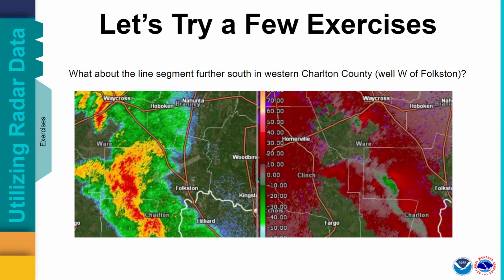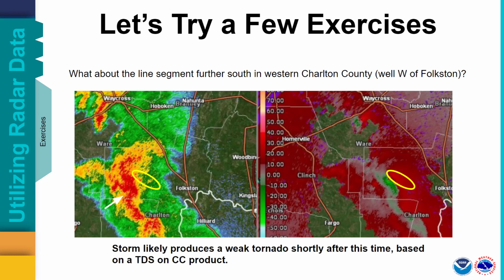How about this line segment further south in western Charlton County, Georgia? Once again, there appears to be an indication of enhanced inflow, suggesting a small-scale SRH maximum. There's also a small rear inflow notch indicated that becomes more pronounced over time. Shortly thereafter, the storm appears to produce a brief tornado, as indicated by a TDS signature. It is located over an unpopulated area of the county, thus no official damage reports were received.